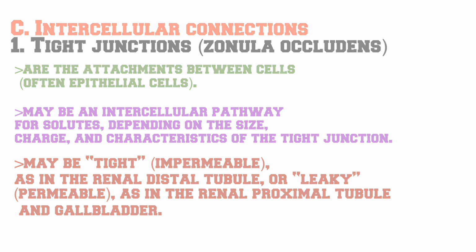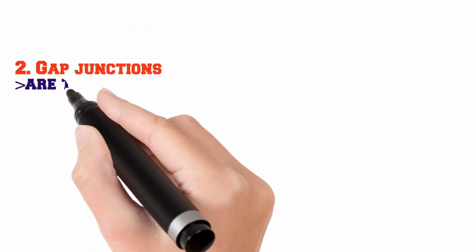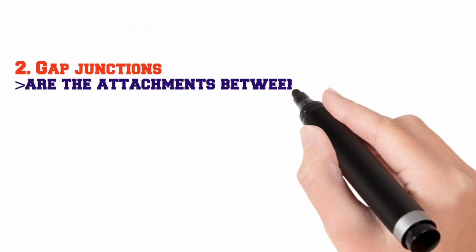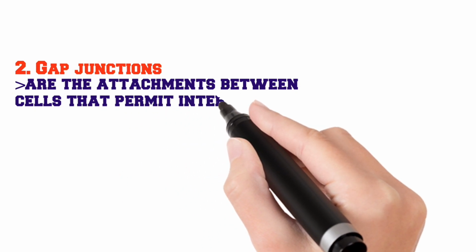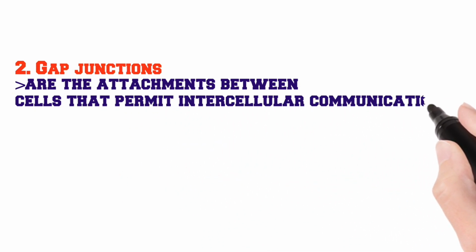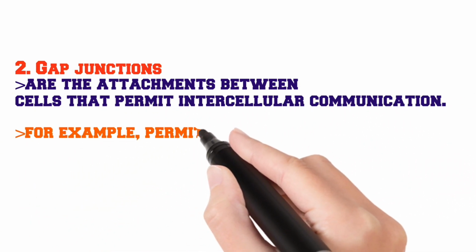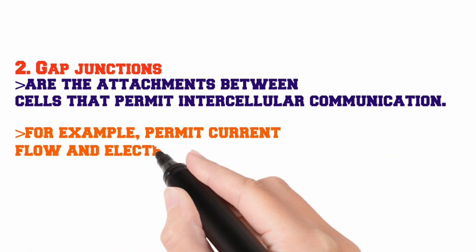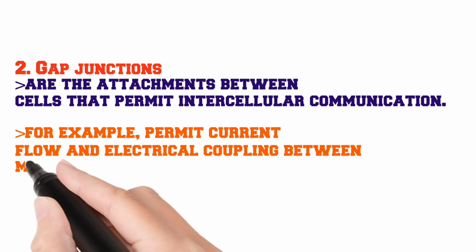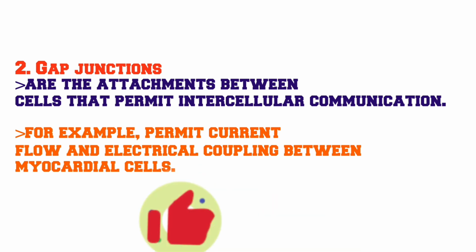In the cell membrane, we also study the gap junction. Gap junctions are the attachment between cells that permit intercellular communication. For example, they permit current flow in electrical coupling between myocardial cells.